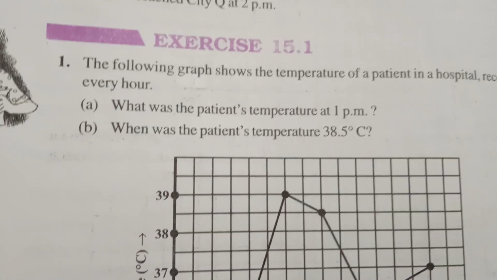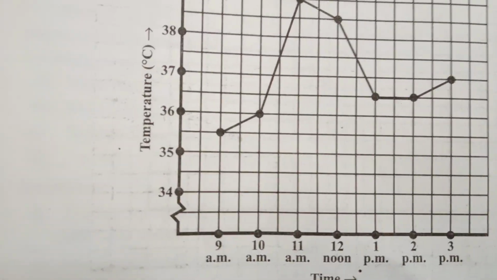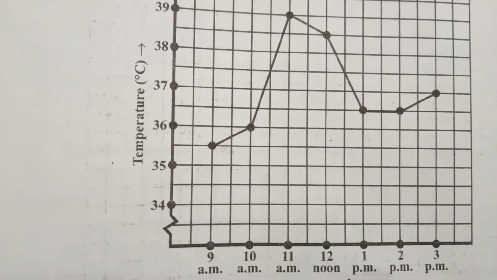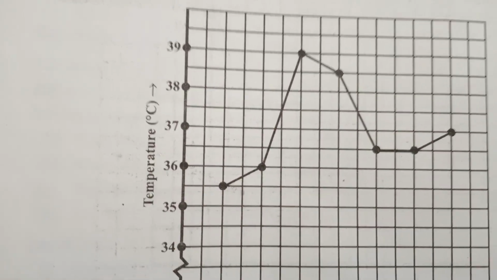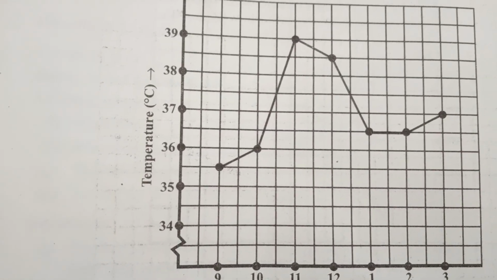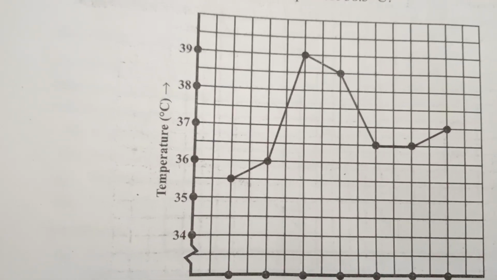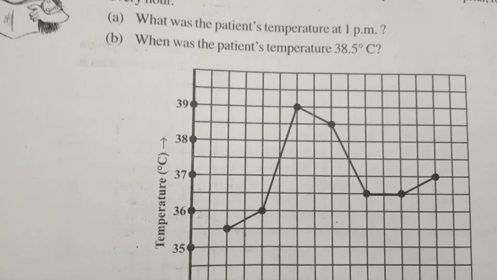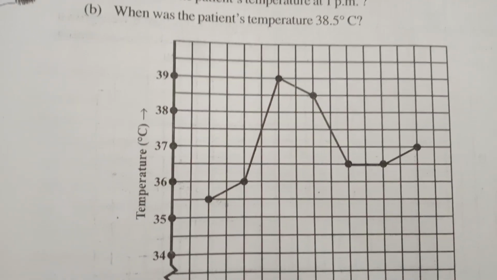So in exercise 15.1, the following graph shows the temperatures of a patient in a hospital recorded at every hour. So every hour, 9 a.m., 10 a.m., 11 a.m., 12 noon, 1 p.m., 2 p.m., 3 p.m., the temperatures were recorded and represented as a line graph. The scale goes 34 degrees Celsius, then 35 degrees, and between 34 and 35 there are intermediate marks.